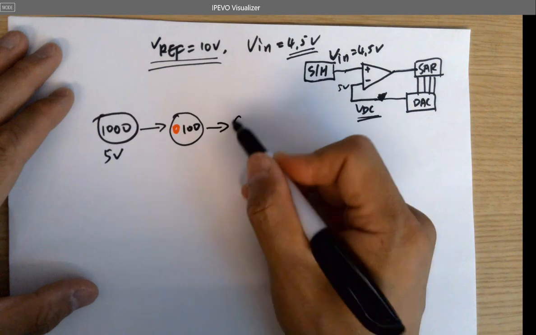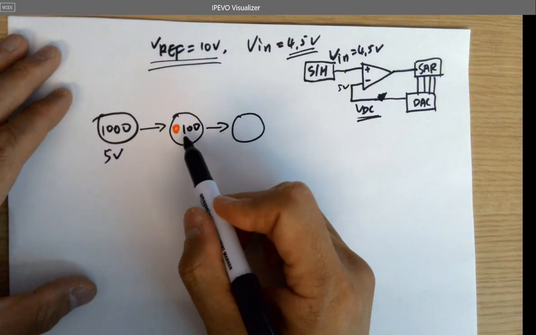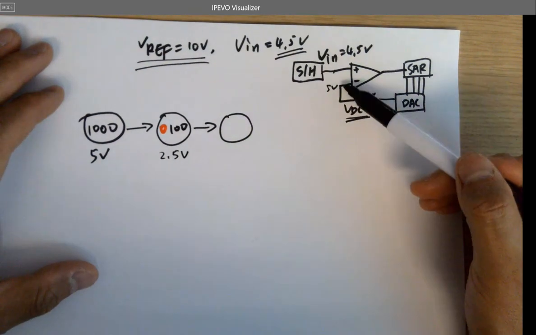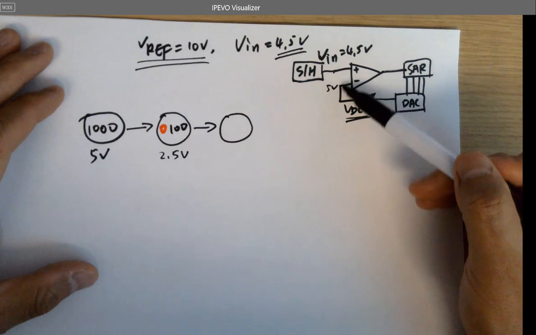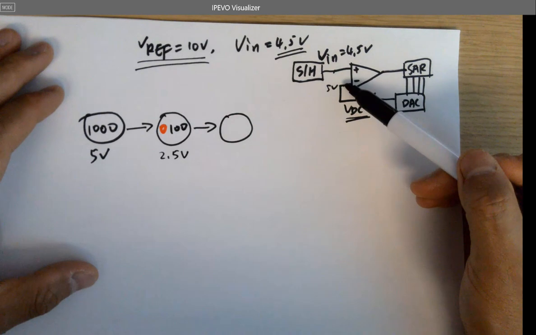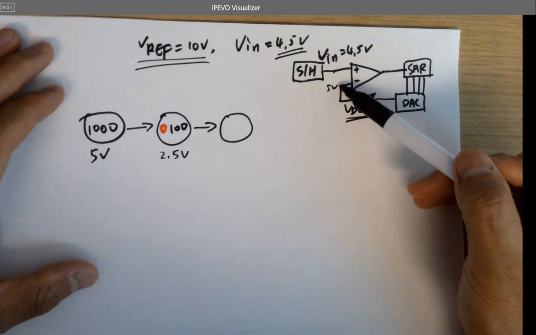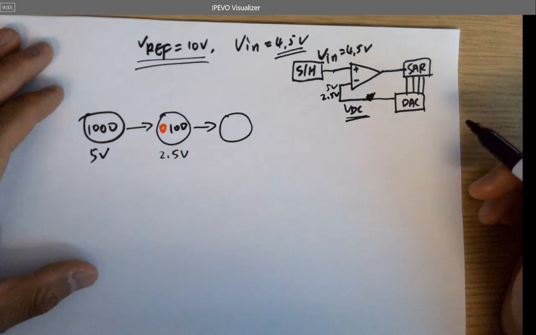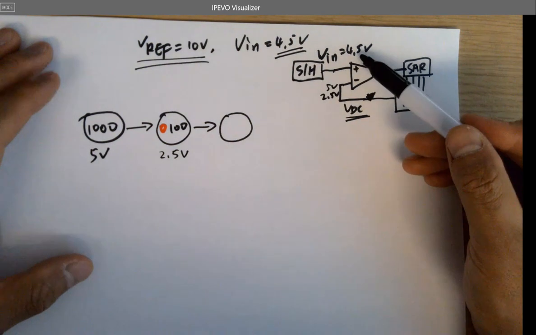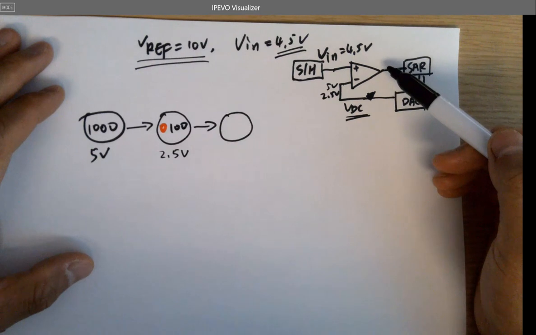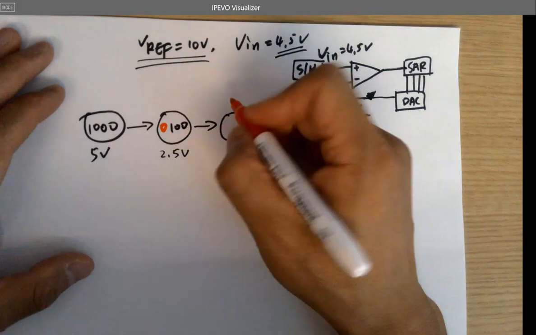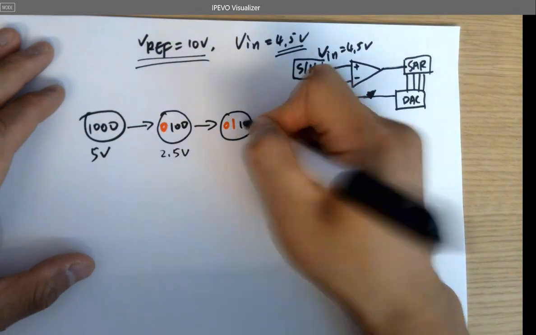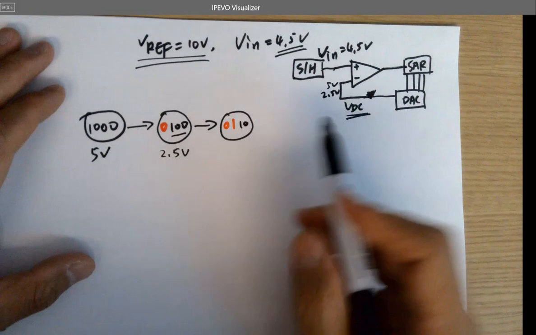Okay, what's next? What is this voltage? 2.5. So 2.5 is here or here? Where is 2.5? Top, bottom? Bottom, right? So this becomes 2.5 at the next cycle. And compared to 4.5, you're getting a 1. And now it becomes 0, 1, 1, 0. Keep shifting these guys to the right and plugging a 1 here.